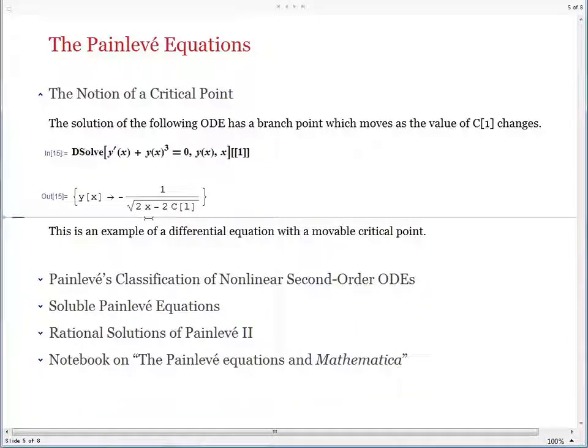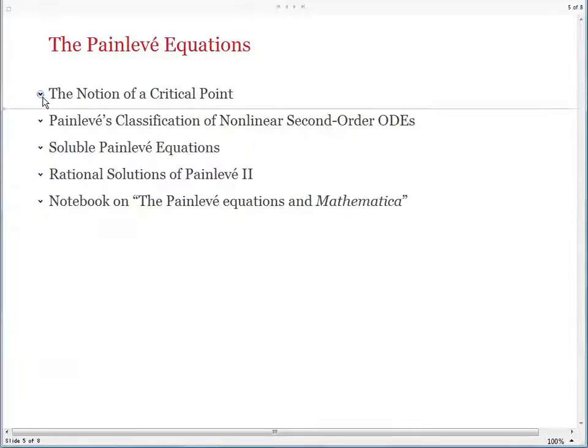So this is an example of a differential equation with a movable critical point, because the worst feature over here is that everything happens under a square root sign. So such singularities or bad points are called movable critical points. And it was realized by mathematicians that it is the absence of these movable critical points that makes a differential equation easy to solve and useful in some cases.